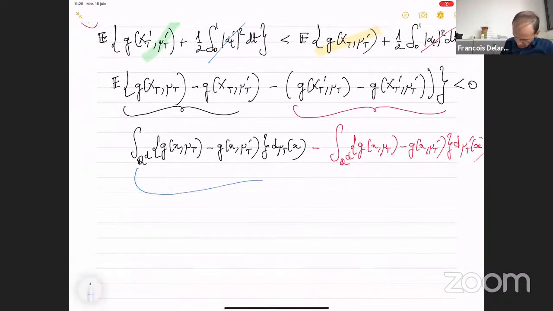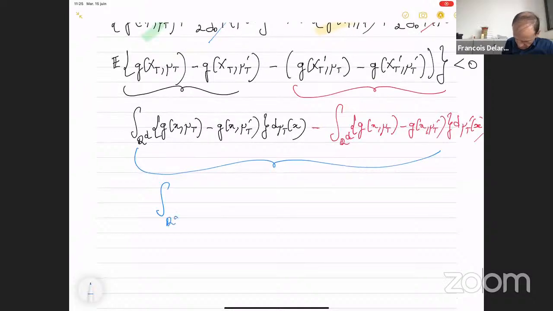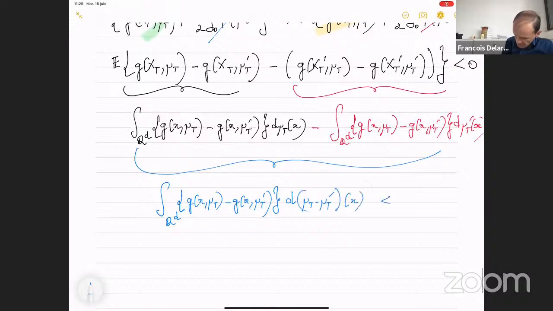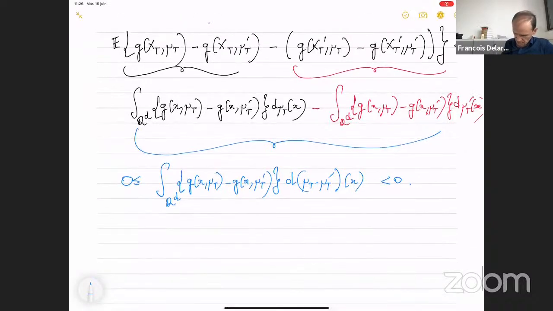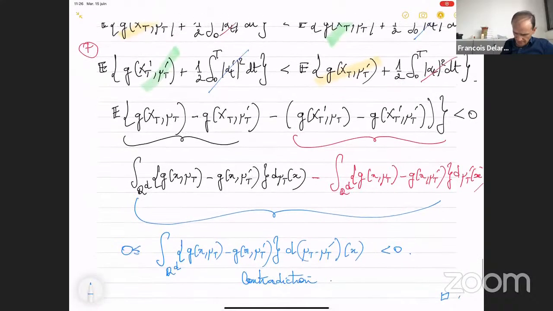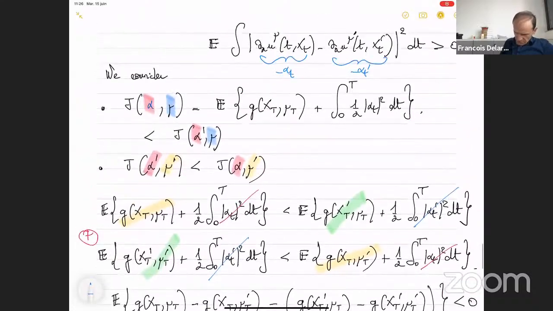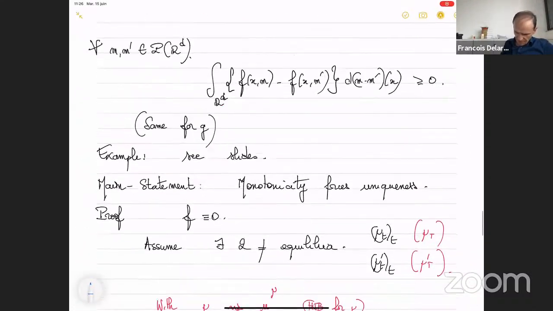And now you have a minus. And so when you write the whole thing here, you get exactly the integral over R^d of G(x, mu_t) minus G(x, mu_t') integrated with respect to the difference of the two measures. And we claim that this is negative, but this is not possible, because by assumption G is non-decreasing. So there is a contradiction. So this is the way you get uniqueness in this setting. And this is exactly the same when you have F in the cost. This is absolutely standard in the field, and you have to know this on mean field games.